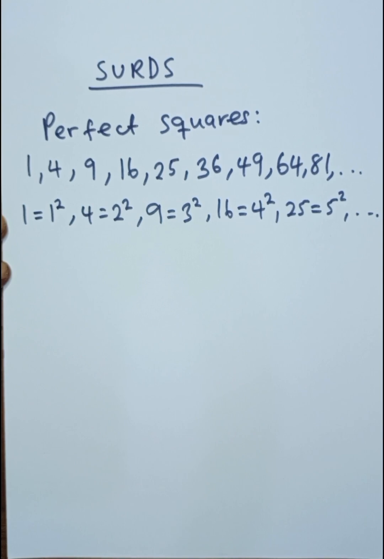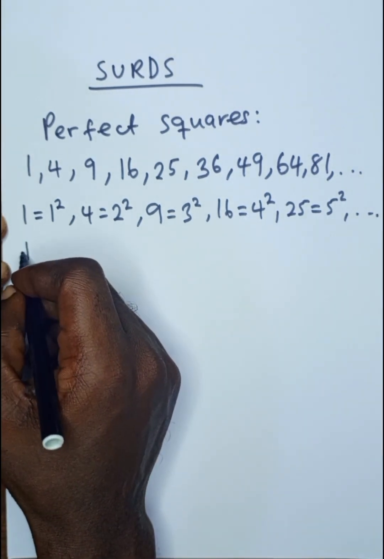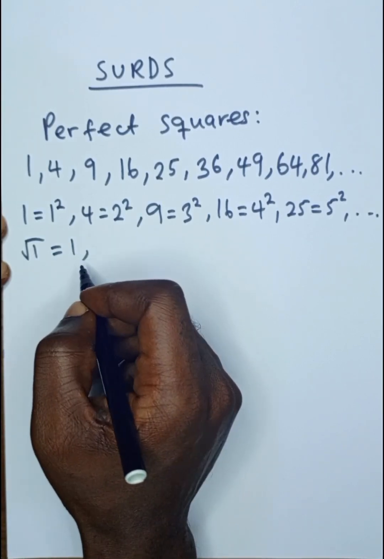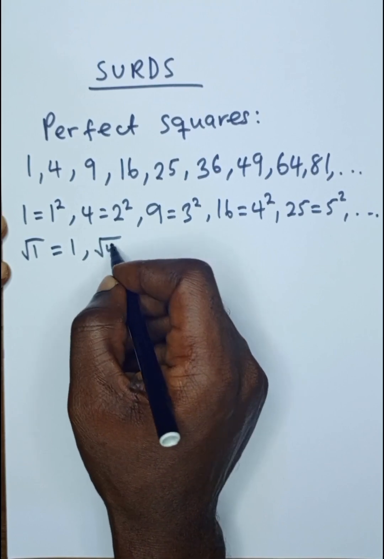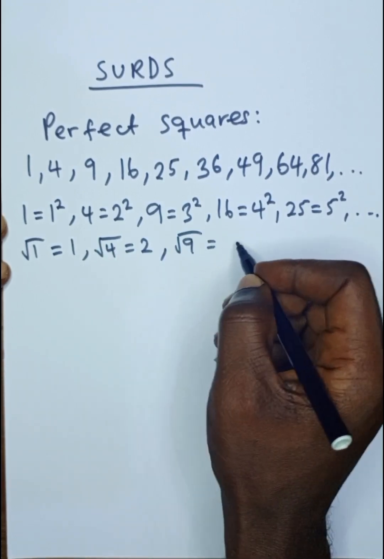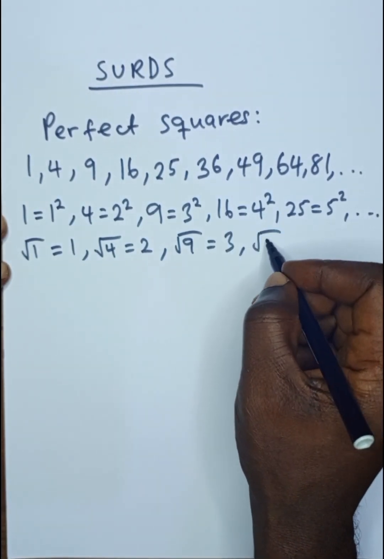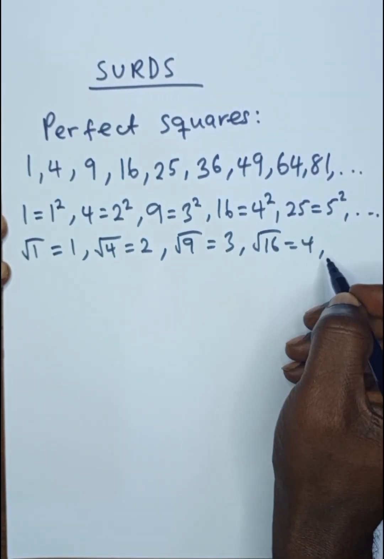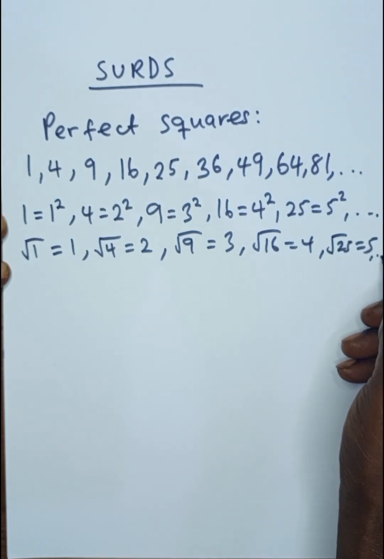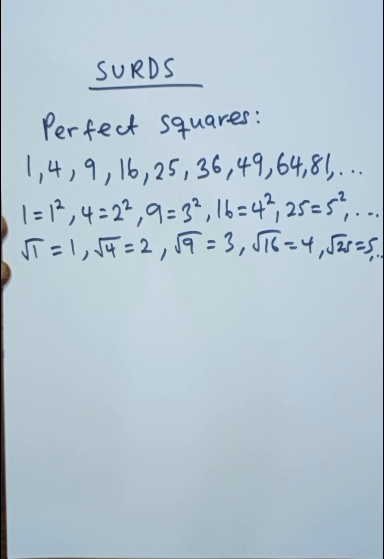Okay. Now, whenever you take the square root of any perfect square, you get a whole number. So when I take the square root of 1, which is a perfect square, the result is 1, which is a whole number. The square root of 4 is 2. The square root of 9 is 3. The square root of 16 is 4. The square root of 25 is 5. So the square root of all perfect squares gives a whole number.